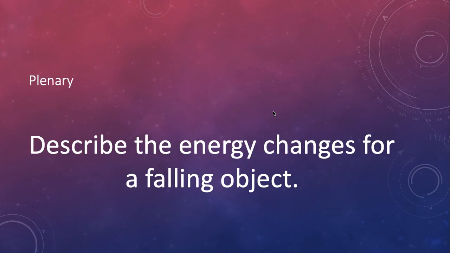So, describe the energy changes for a falling object. It starts off, it's got potential energy. That potential energy changes into kinetic energy as it goes down until it reaches a maximum speed, the terminal velocity. At that point, work has to be done to overcome friction to keep it at that speed. And that's it for today.